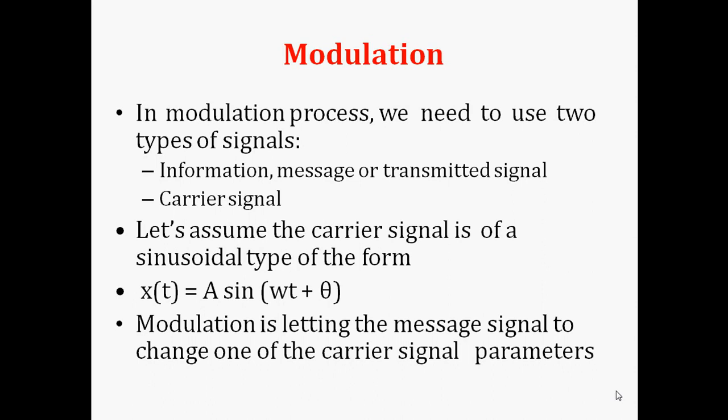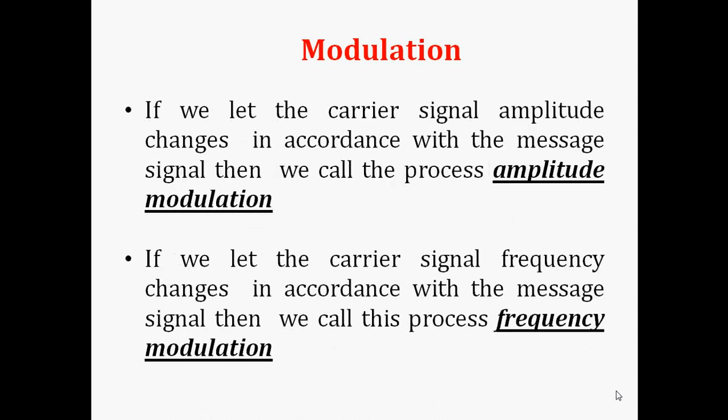In the modulation process, we need to use two types of signal: the information, message or transmitted signal, and a carrier signal. Let's assume the carrier signal is of a sinusoidal type of the form x of t equal to A sin(omega t plus theta). Modulation is letting the message signal m of t change one of the carrier signal parameters. Depending on that parameter, modulation can be defined as amplitude modulation or frequency modulation.